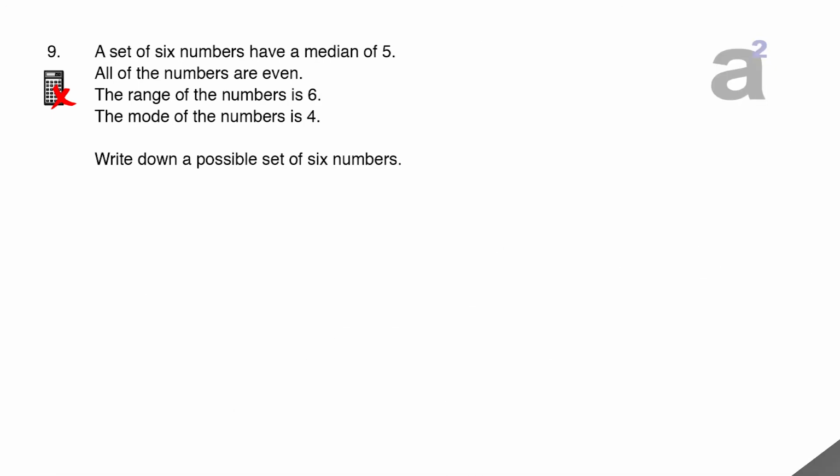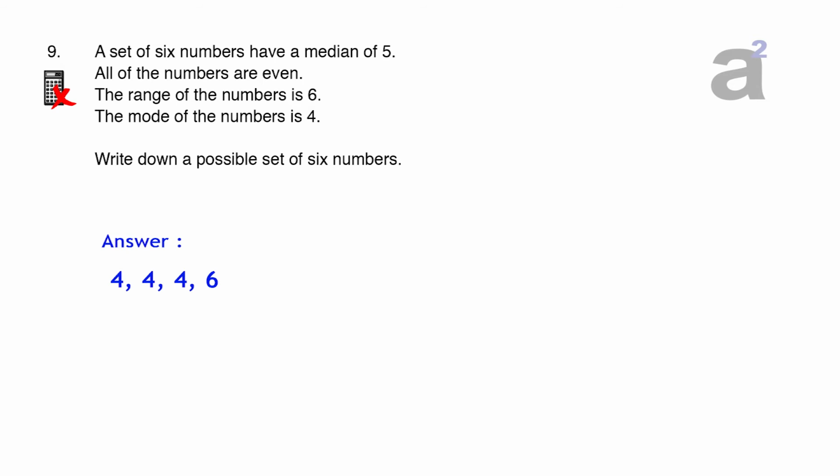See one more question. A set of 6 numbers have a median of 5. All of the numbers are even. The range of the numbers is 6. The mode of the numbers is 4. Write down a possible set of 6 numbers. If the mode of the numbers is 4, 4 should come at least twice. So let's write 4 and 4.